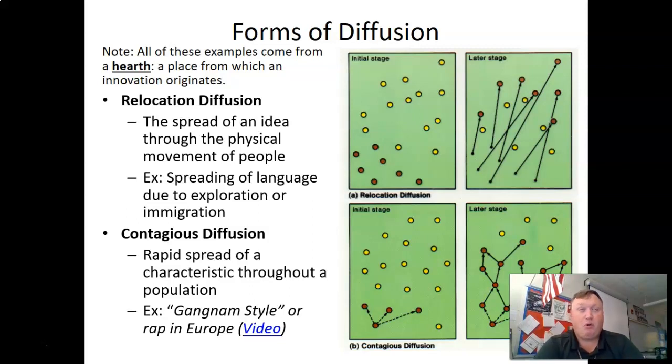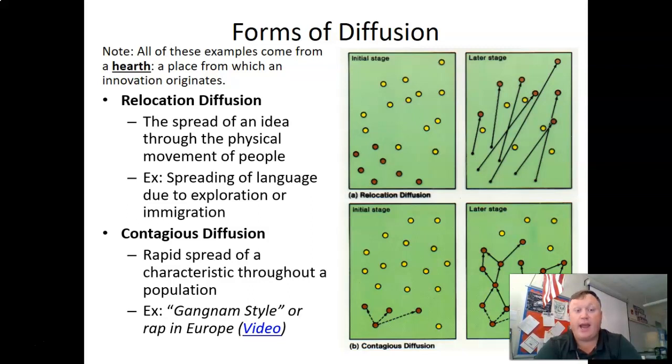You can say the same thing with Portuguese to Brazil, or Spanish to Latin and parts of South America. You're going to say the same thing with language, but they're moving. You're going to see it start from one place, people are going to leave an area, and you're not going to see it happen again until they finally settle in a new area. That is a big key aspect of relocation diffusion.